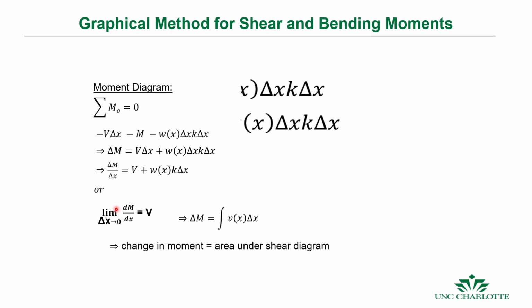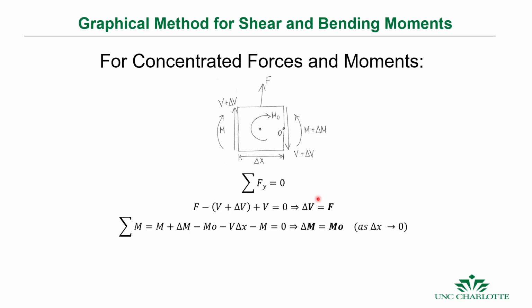If we take the limit as delta x goes to 0, then these delta x's go to 0, and we just have the change in the moment with respect to the change in x is equal to the shear. From there we can say that the change in moment is equal to the area under the shear diagram. Okay, the change in moment for that section is equal to the area of the shear diagram. So you can check your numbers that way.